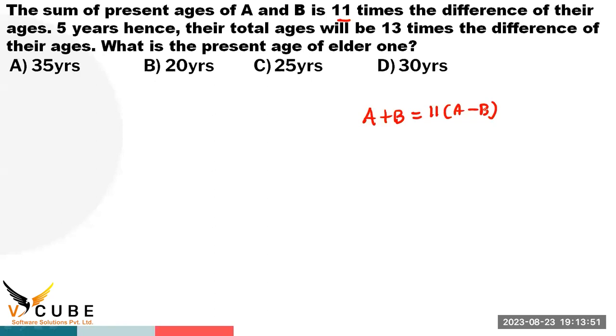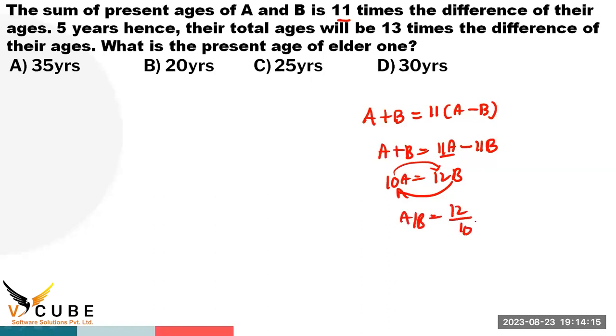Yes, sir. Right, so first find out the A value and B value, guys. Here, A plus B is equal to 11 into A, 11A, 11 into B, 11B. Take A to one side: 11A minus A is 10A, and 11B plus B is 12B. Then what happens? A by B is equal to 12 by 10.